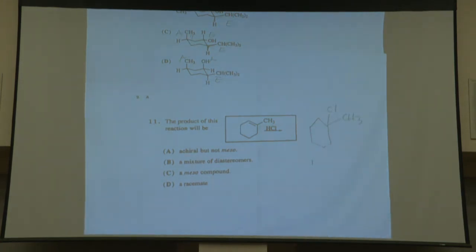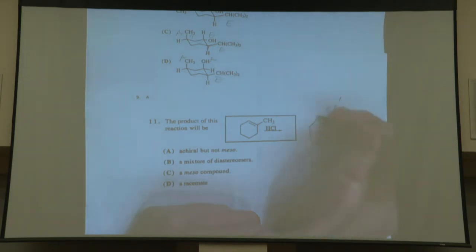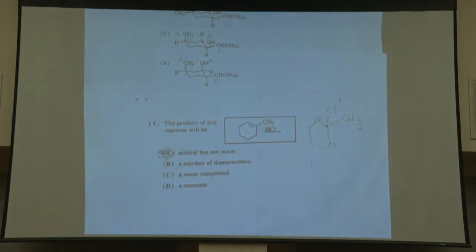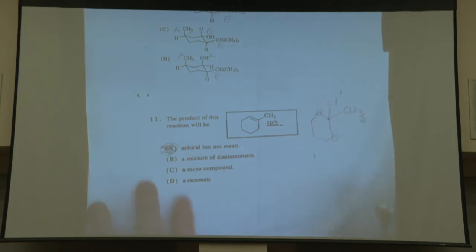Well, for something to be chiral, it has to have 4 different things attached to the carbon. If we check this carbon, we have this chlorine, and we have this CH3. But are these 2 carbons different at all? No, right? So it's going to be achiral. It doesn't have any kind of stereochemistry at all. Does that make sense? Any questions? Okay.